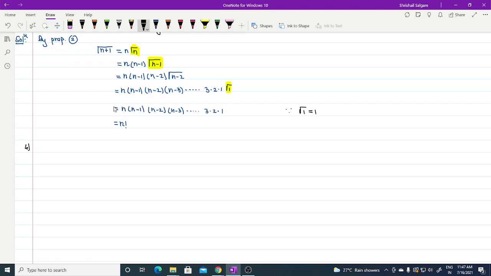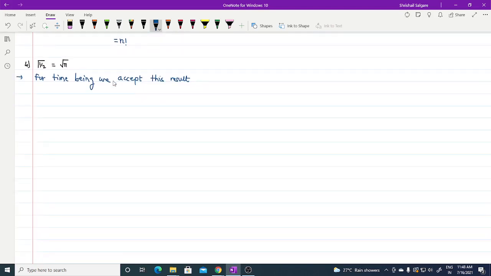And while solving the examples, if you are getting this gamma of 1 by 2, directly replace that value, and gamma of 1 by 2 is given by root pi. For time being we accept this result, because to prove it we require the beta function, which I have not defined. Now you can make a summary of 1 page: definition of gamma, then properties of gamma.